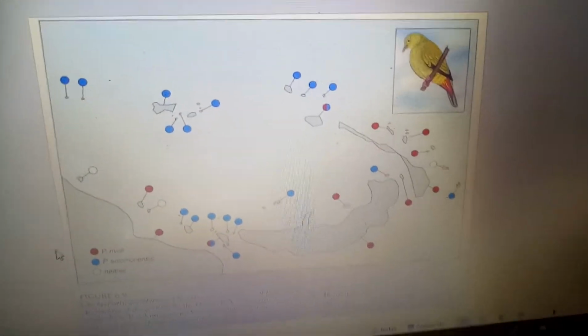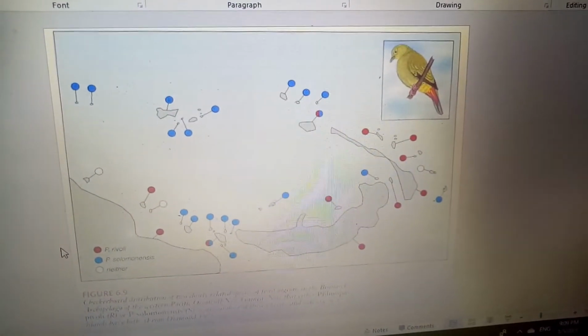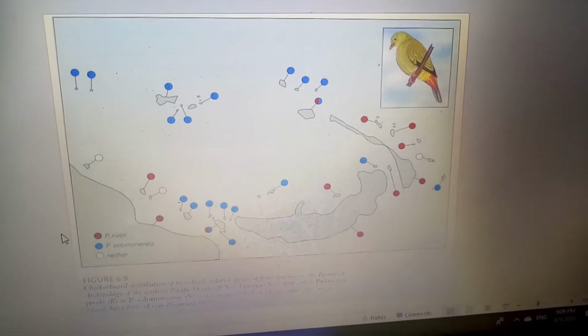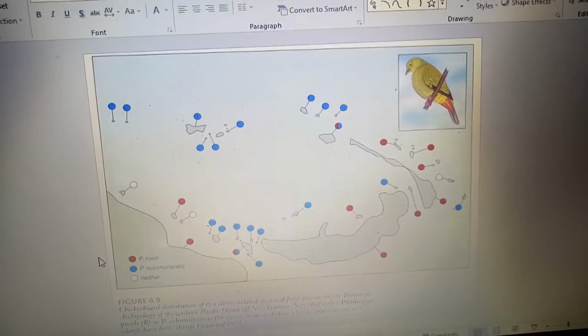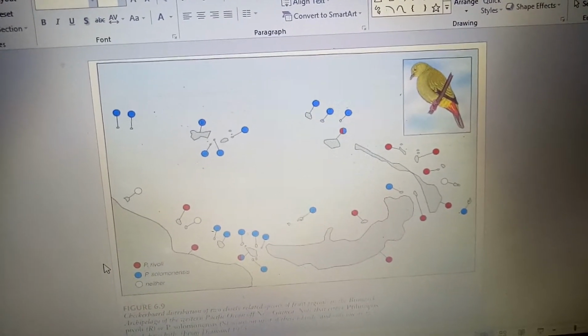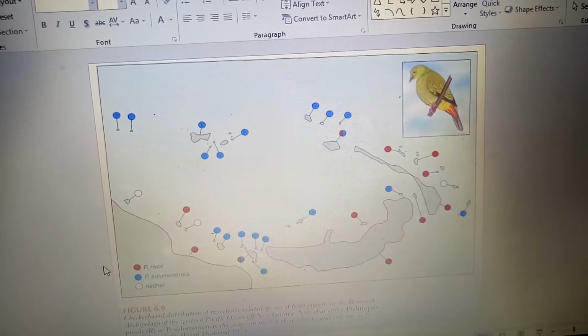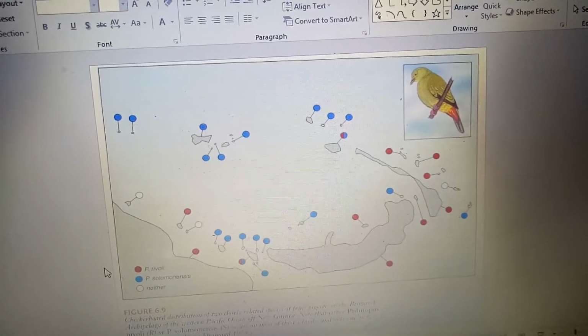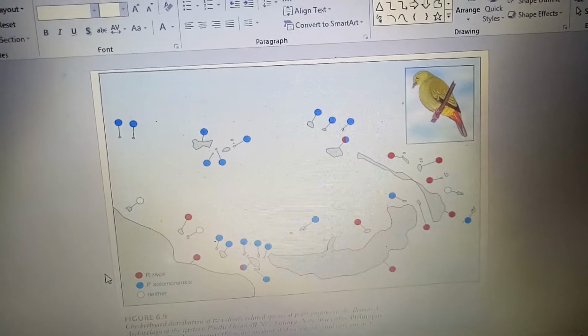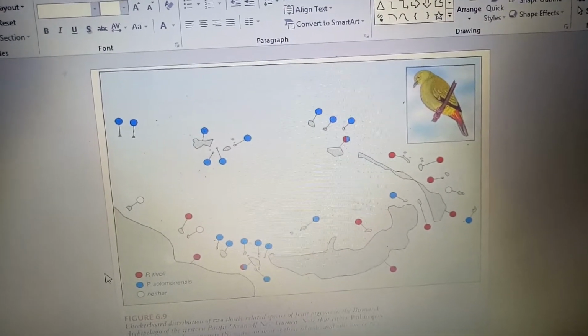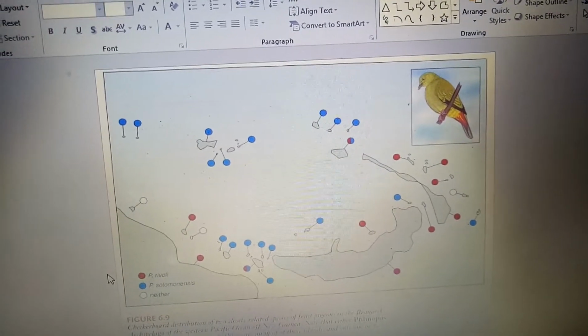Okay, this is what I told you before on the previous slide, the blue color one and the red color one. This is about the checkerboard distribution of two closely related species of fruit pigeons in the Bismarck archipelago of the Western Pacific, off New Guinea. So as we can see from here, this is about two islands, the blue color one and the red color one.